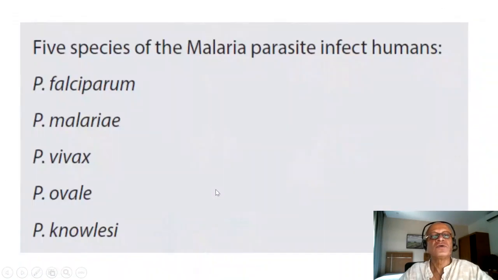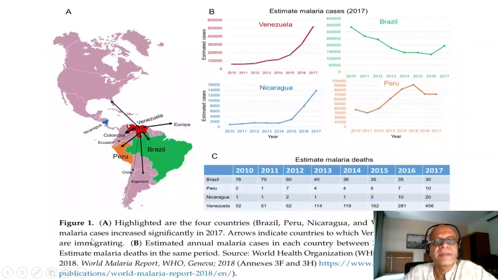Okay, so 5 species of the malaria parasite infect humans. Falciparum, so Plasmodium falciparum, Plasmodium malariae, Plasmodium vivax, ovale, and knowlesi. Okay, so those are the parasites, and we will look at specifically 4 countries where there has been a so-called re-emergence of malaria. So you can see the trends here.